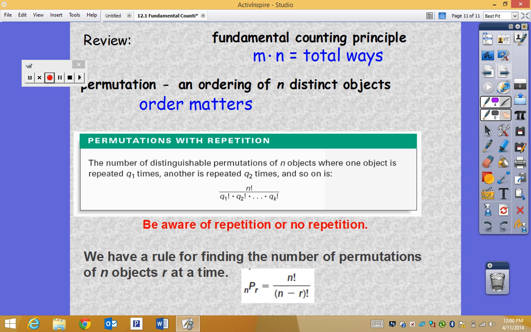So to review, make sure you know that we're working with the fundamental counting principle, where we can simply multiply the items together to get the total number of ways. Permutation is an ordering of objects. Order does matter. If we have repetitions and we want distinguishable permutations, we're going to take the number of items and divide it by the repetitions. And we can also use permutations instead of the fundamental counting principle to find our ways, which is better when we have a larger amount of items.